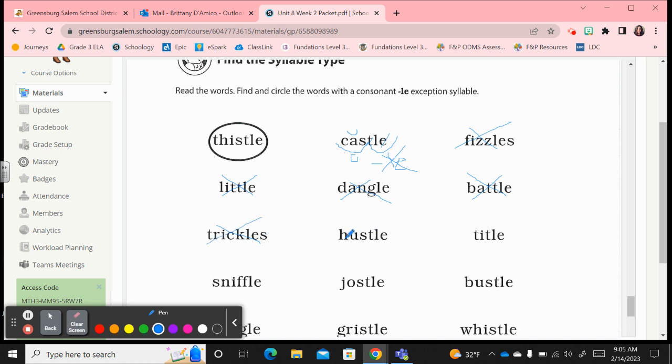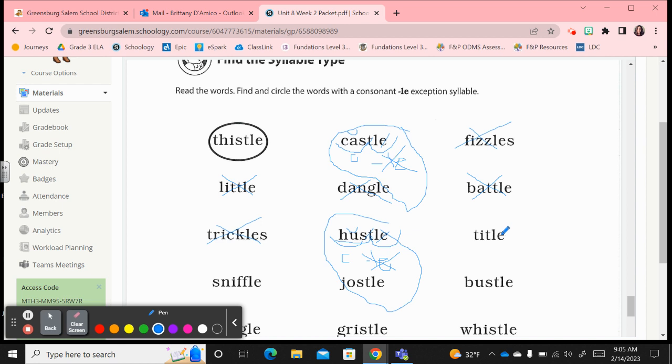Okay, however, we know this one is, keep that S there, sorry, hustle. The first syllable has that short U, it's closed in, but this is a consonant LE exception. So this one we can circle. Sorry, I should circle them after I'm done marking them. This is an exception because the T and the E are silent. So we can circle hustle, thistle, castle, and you can mark hustle down below.